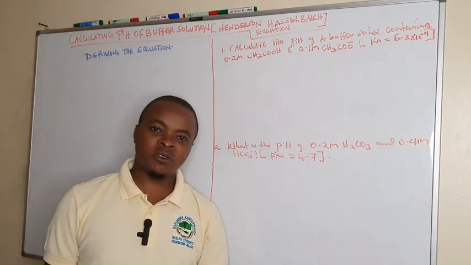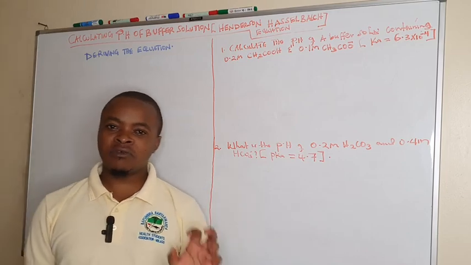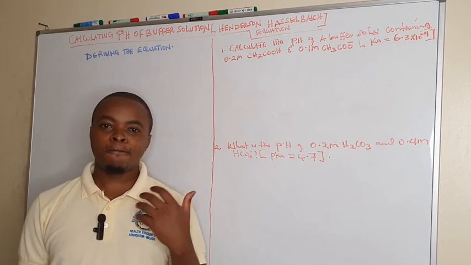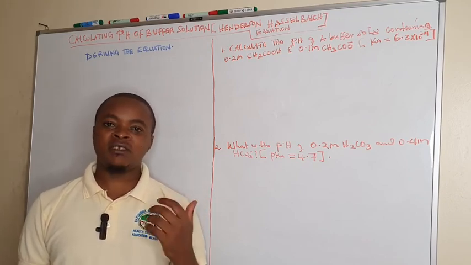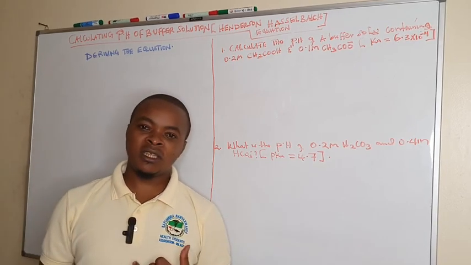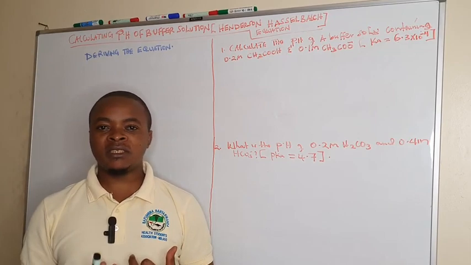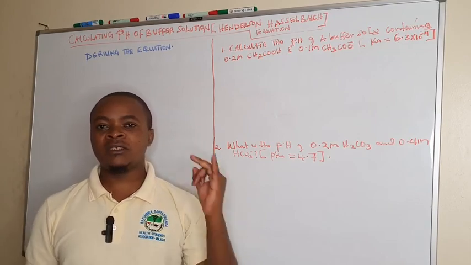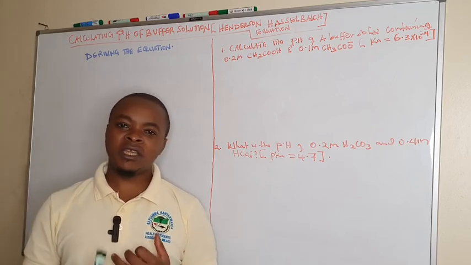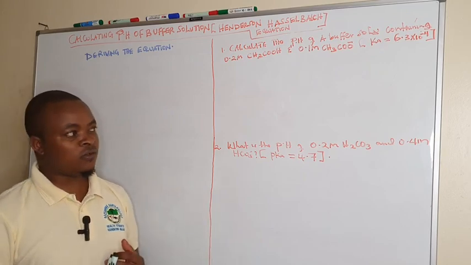And we say a buffer solution is a solution which resists change in pH when a small amount of a strong acid or a base is added. We said these buffer solutions contain either a weak acid and a conjugate base, which is a weak acid and a salt of a weak acid, or they can contain a weak base and a salt of a weak base.